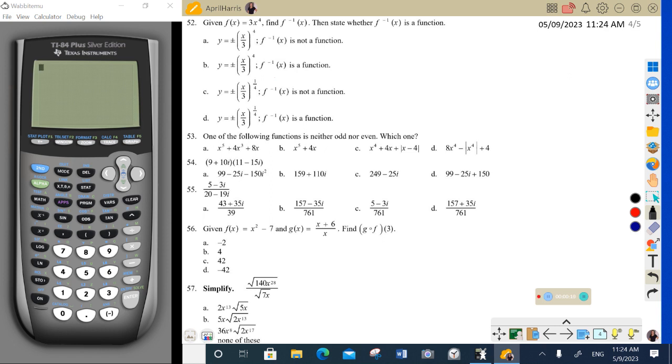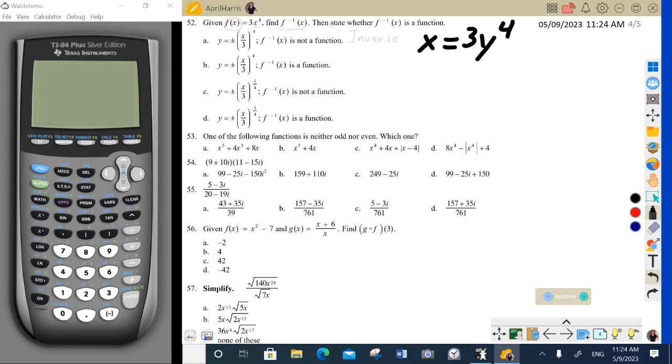So on number 52, it says given f of x is 3x to the fourth, find f to the negative 1 of x, and then state whether that is a function. So f to the negative 1 means inverse. When I hear inverse, I think opposites. So what we're going to do is switch x and y. This used to be y, where y used to be, we're going to put x. X used to be here, we're going to put a y. All right, and now we're going to solve for y. So switch x and y, solve for y.